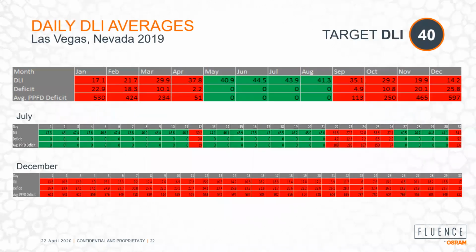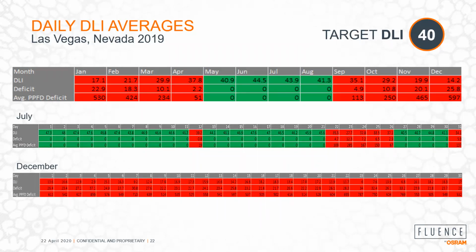So for this case, we look at Las Vegas, Nevada, and this information comes from 2019. At a target DLI level of 40, like we said, which is roughly 940 PPFD, as you can see designated by the red and the green colors, we are below our target DLI level for 8 months out of the entire year, with a close call being in May and August at 40 and 41 DLI, right? So this says that at almost 85% of the year, we will need some kind of supplemental lighting to maintain our required 40 DLI level. And again, this is in Las Vegas, Nevada, where we see a lot of sun, right?